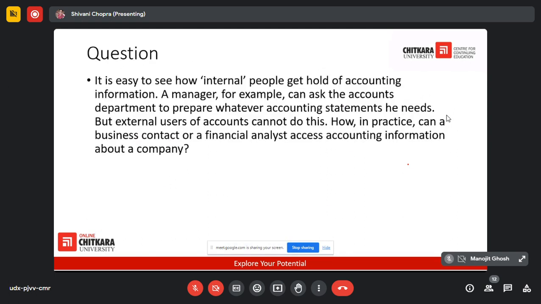Now that will take us to the question. It is easy to see how internal people get hold of accounting information. A manager, for example, can ask the accounts department to prepare whatever accounting statement he needs. But external users of accounts cannot do this. How in practice can a business contact or a financial analyst access accounting information about a company? What would be your answer to this?